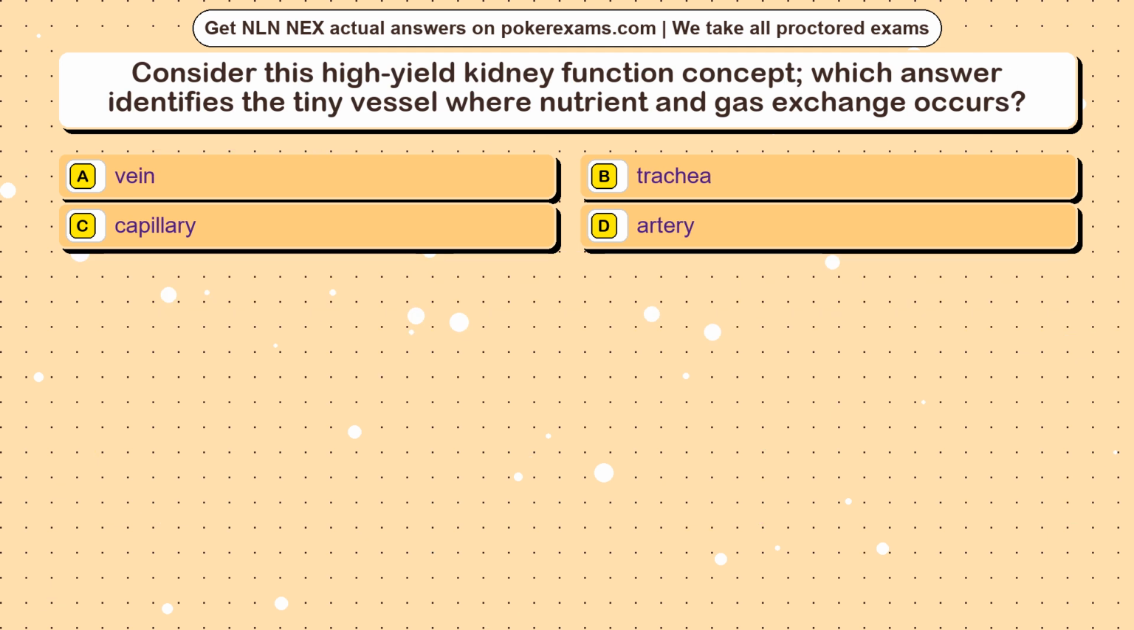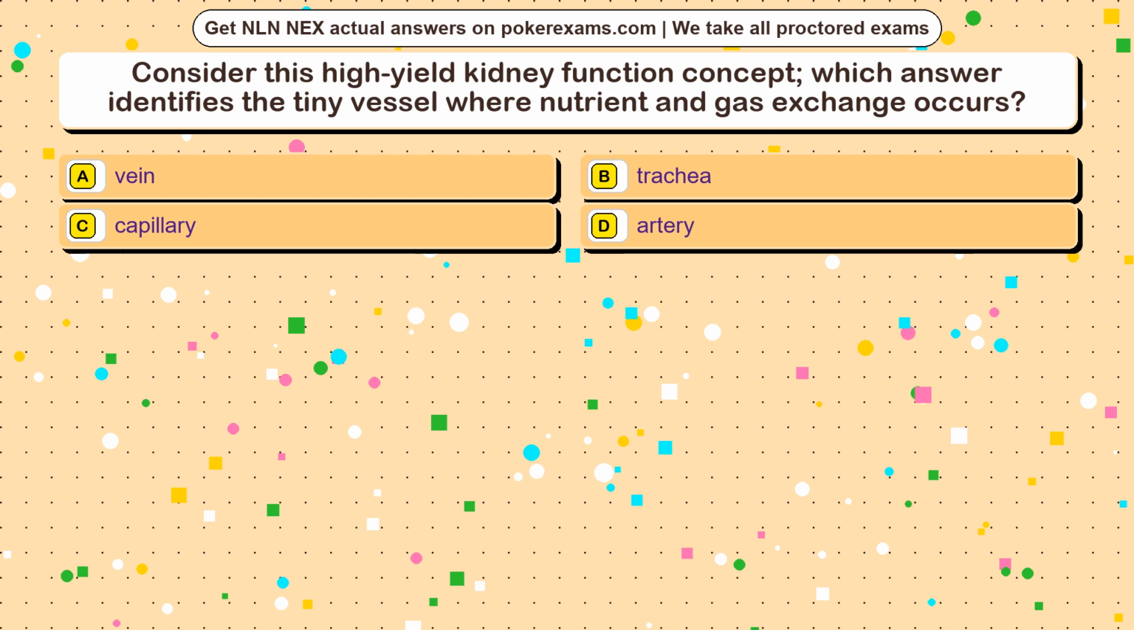Question 18. Consider this high-yield kidney function concept. Which answer identifies the tiny vessel where nutrient and gas exchange occurs? Option A, vein. Option B, trachea. Option C, capillary. Option D, artery.